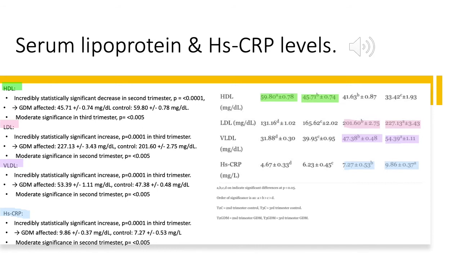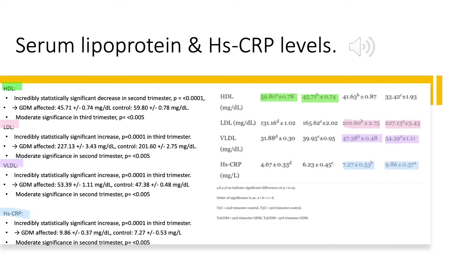The LDL level also experienced an incredibly statistically significant change as it increased in the third trimester, with the GDM affected group averaging 227.13 plus or minus 3.43 milligrams per deciliter, and the control group averaged 201.60 plus or minus 2.75 milligrams per deciliter. The VLDL also increased at incredible statistical significance at 53.38 plus or minus 1.11 milligrams per deciliter for the GDM affected group, and 47.38 plus or minus 0.48 milligrams per deciliter for the control group.